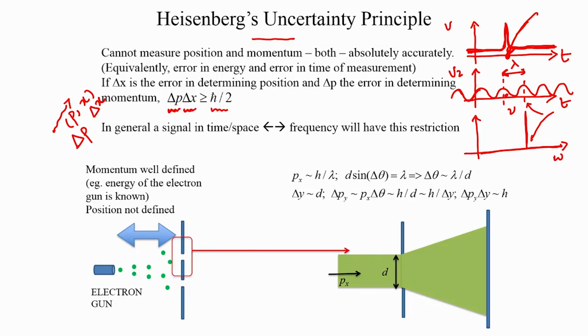Or in other words, if I were to define the position of the electron to infinite accuracy, I define the position absolutely accurately such that delta x is 0, then I will have a very large inaccuracy, or error, in the momentum. I cannot define the error in the momentum at all. There will be an infinite error possibility, and vice versa. So this is the definition of Heisenberg's uncertainty principle.